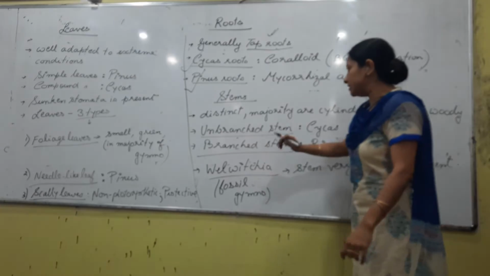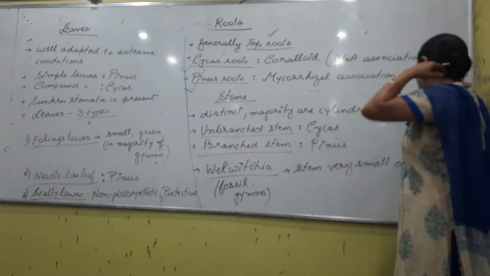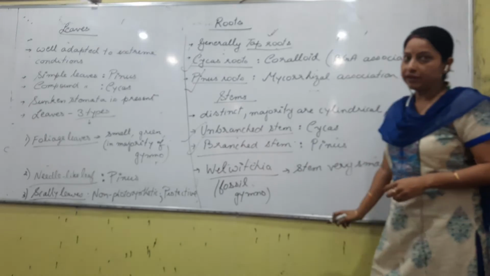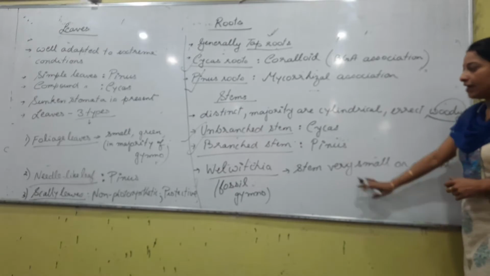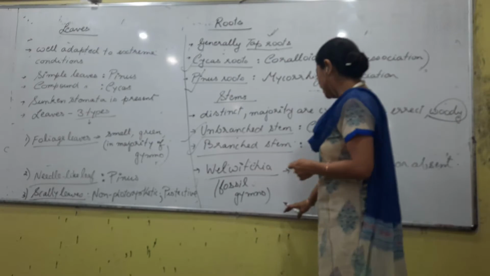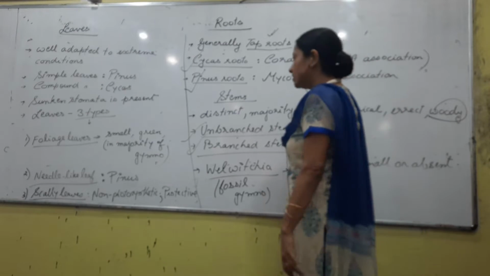Next is talking about the stems. They are generally woody, right? What is important? Unbranched stem and branched stem. We have an example of a gymnosperm, that is Welwitschia, right? Welwitschia is a gymnosperm where the stem is almost absent.